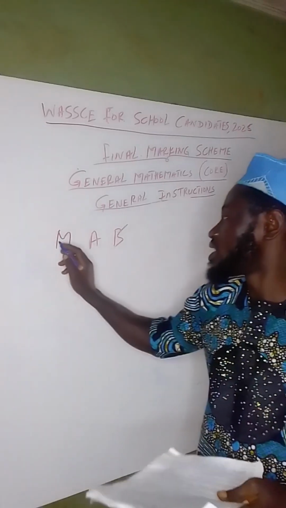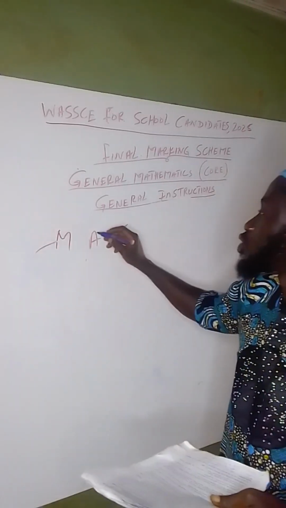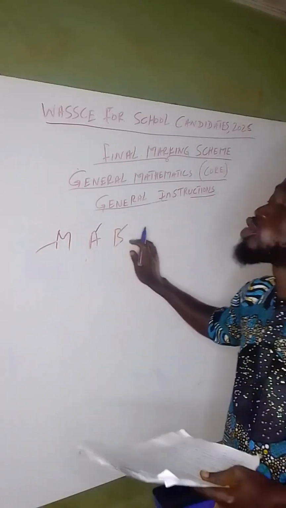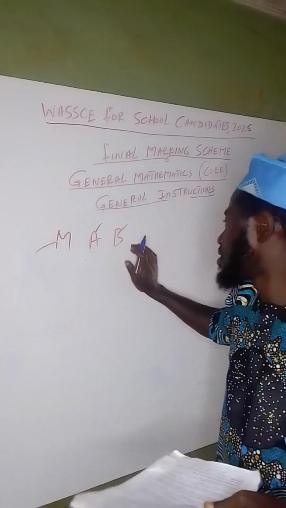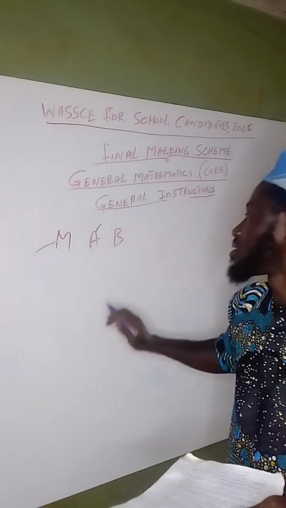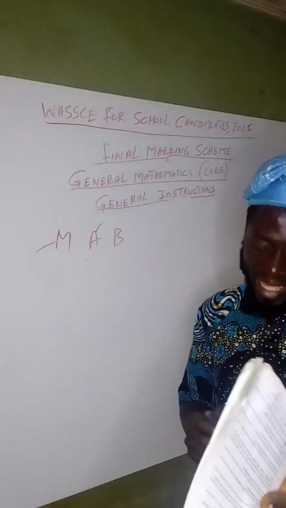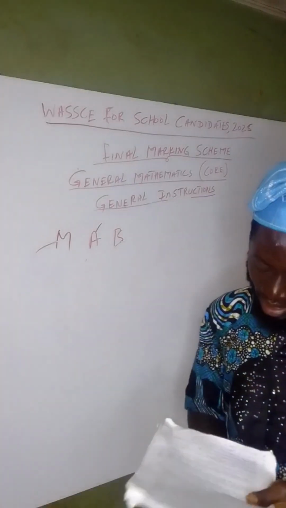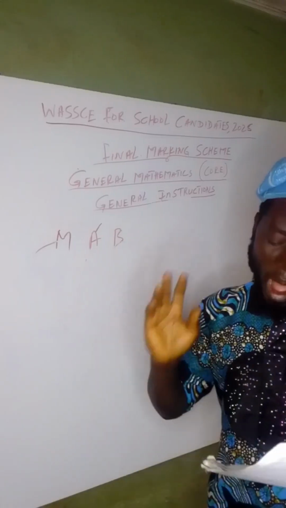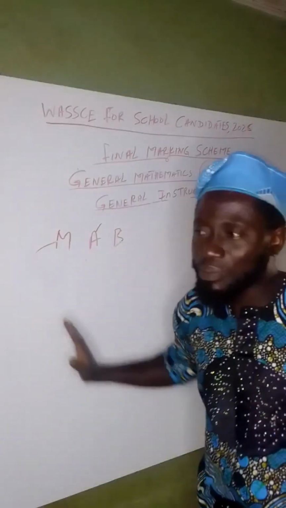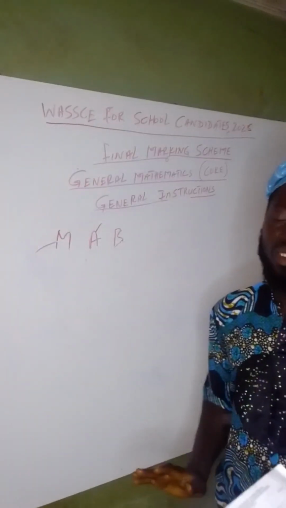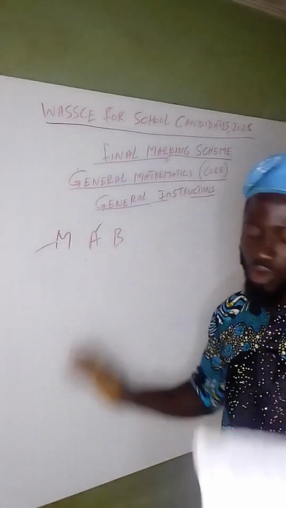You say this one is method mark. This one is known as what? Accuracy. Some people do call this one bonus mark, but it is not bonus. It is called basic or appropriate. The meaning of this B is: use basic or appropriate method correctly. You use your basic method correctly or appropriate method correctly.